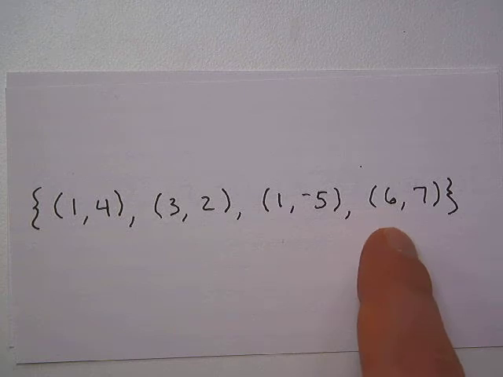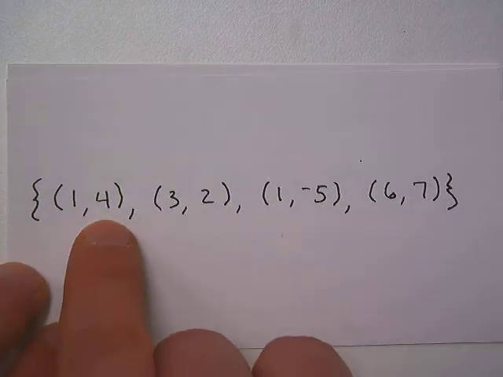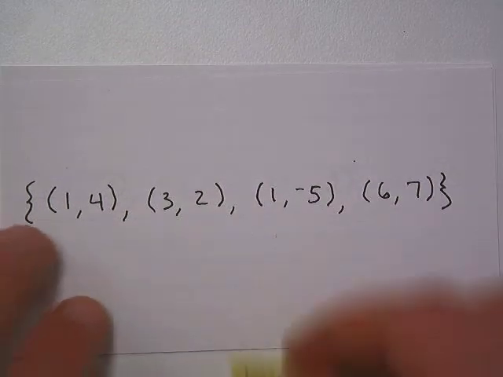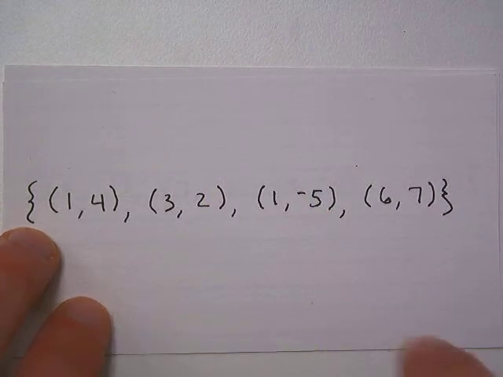So our x values, 1, 3, 1, and 6, you can tell that 1 and 1 repeat. Well, after they repeat, that doesn't immediately say it's not a function. Now we have to look at the y values. Well, the y values are also different, 4 and -5, which means these are not the same point, which means that no, this is not a function.